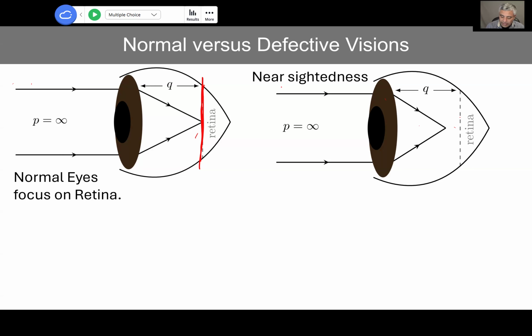So this defect is called nearsightedness, also called myopia. Sightedness means you can see when the object is near, but you cannot see when the object is far. There are several kinds of defects, but here we're going to be talking about just two kinds. Okay, nearsightedness, also called short-sightedness.